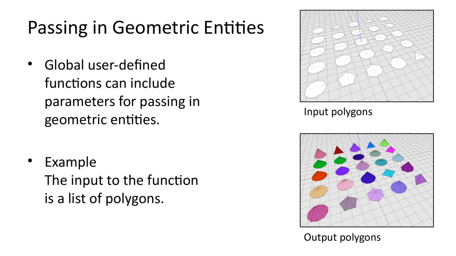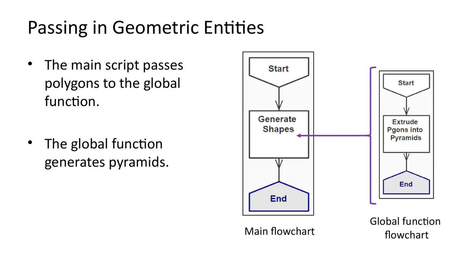In this next example, the input is a polygon and the output is a set of triangle polygons, creating a pyramid shape. As with the last example, the global function script is imported into the main script. However, in this case, polygons from the main flowchart need to be passed into the global function. The global function will then generate the pyramid.